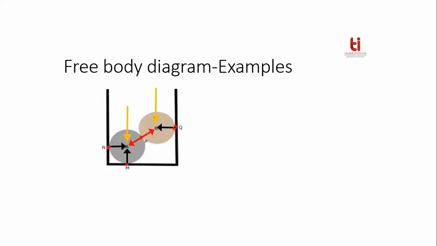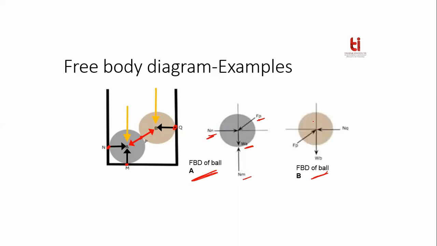Okay. So if you represent all forces on this system, then you will get this many forces. Now you can draw an FBD for each point. So an FBD for point A will look like this one. So here N, FP, WA, N, and the FBD of ball B will take this form. So now I think you can easily apply Lami's theorem.